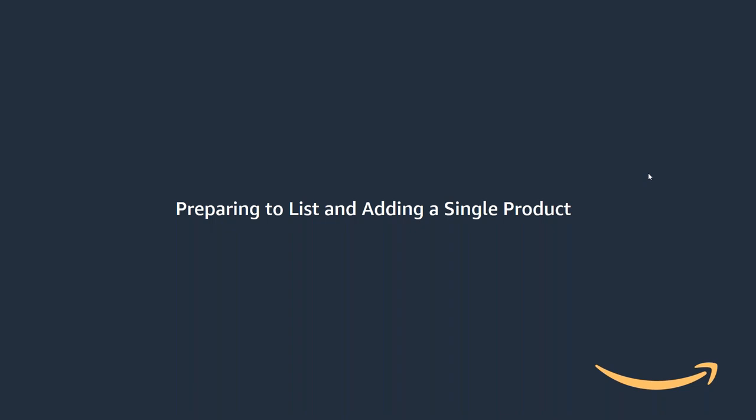We'll be offering a part two to this training on Seller University. That session will cover two advanced listing topics: creating product variations and adding products to your inventory in bulk. Throughout today's session, we'll be offering additional resources you can use to learn more about the listing process. If you need to grab a pen and paper to take notes, grab them now. You'll also be able to replay this presentation later on Seller University. Search for the title, Preparing to List and Adding a Single Product.